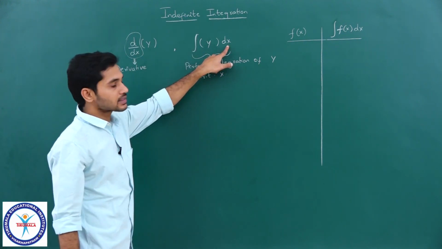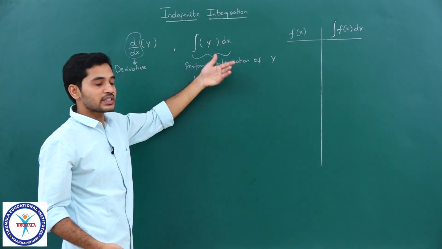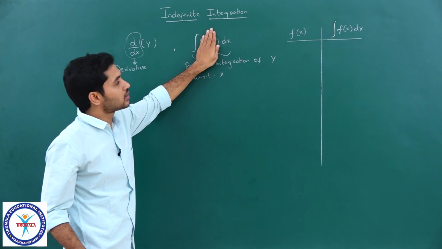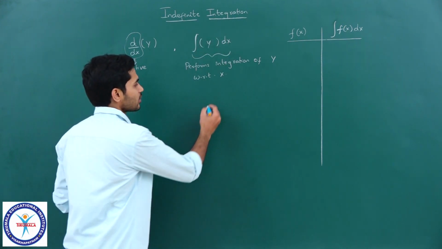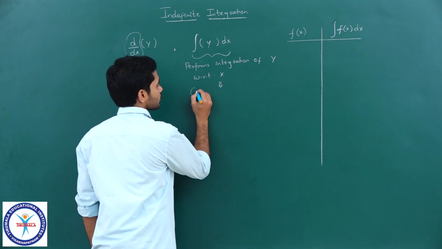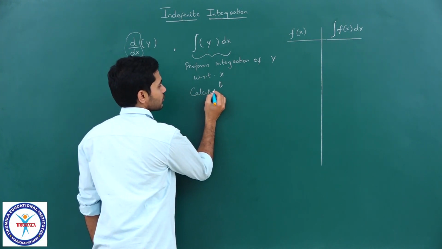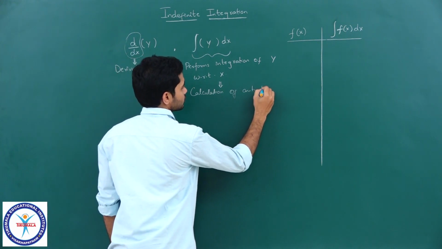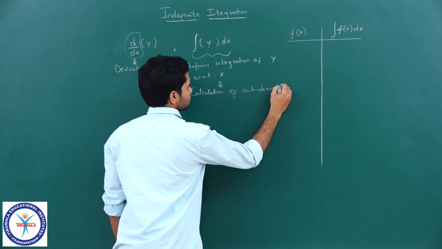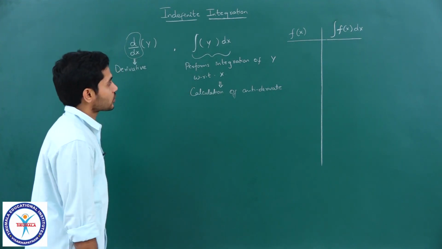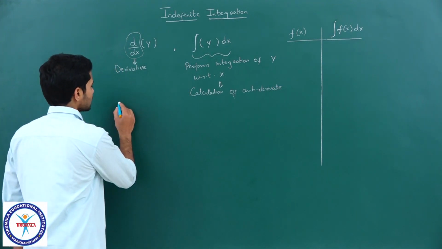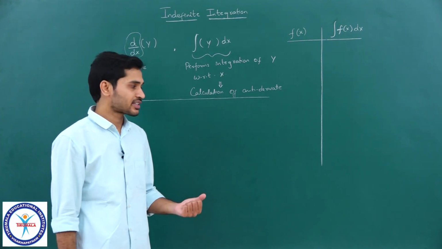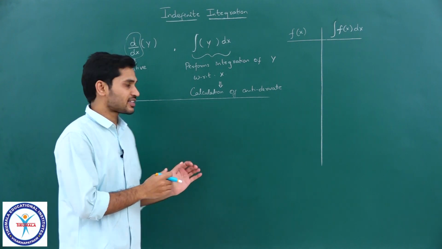So, integral dx is an operator which performs integration of whatever is present here with respect to x. It is nothing but calculation of antiderivative. Clear, students? That is the idea, right? Okay, now let us take some cases. We have already seen a few examples in the last class. I will quickly revise them once again.